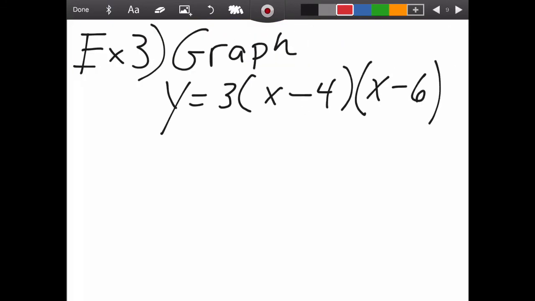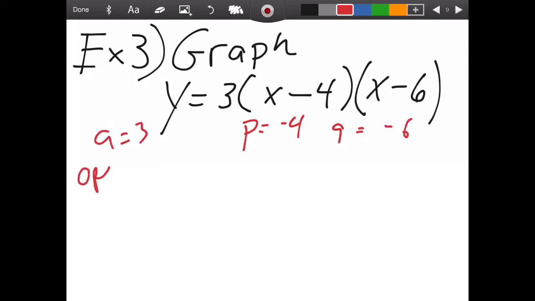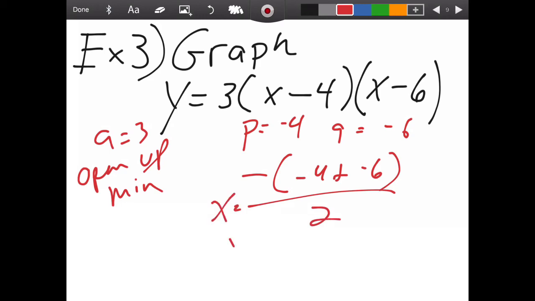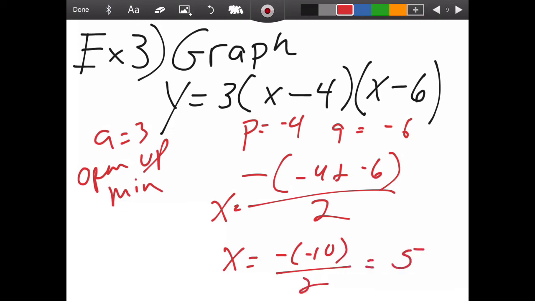All right, one more. We're going to do this one, which is in factored form. And remember in factored form that we have P is negative 4, the Q is negative 6, the A is positive 3. So again, opens up, min. So here is negative, negative 4 plus negative 6 over 2 to find our axis of symmetry. So x equals negative, negative 10 over 2. So my x is actually 5. So x equals 5 is my axis of symmetry.